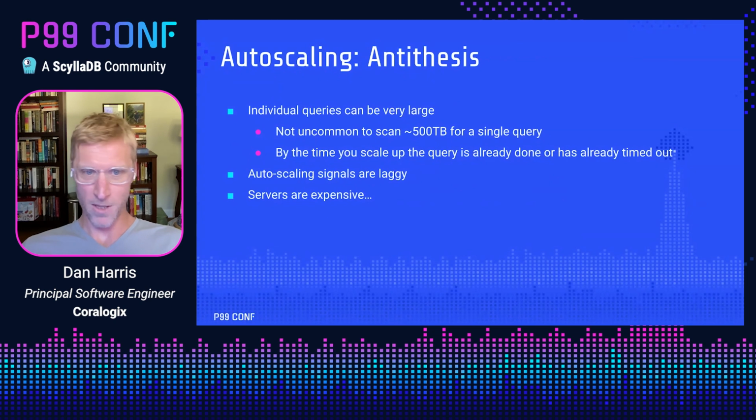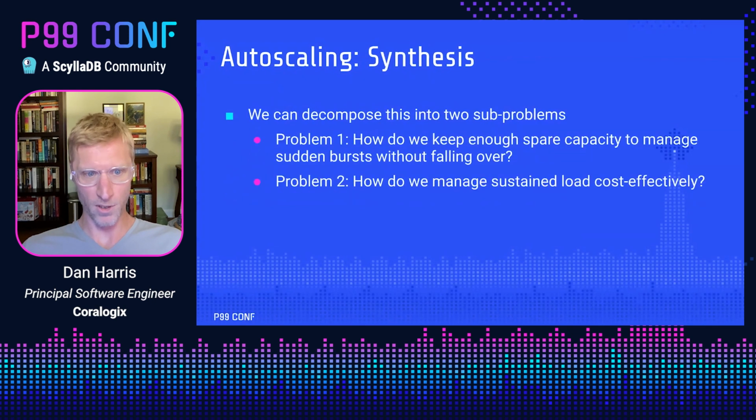And that's mainly because autoscaling signals are laggy, right? You don't have a real-time view of the system. You have metrics that are lagging by anywhere from 30 seconds to a few minutes. And of course, servers are expensive, so you can always just keep a ton of compute capacity around at all times, but then you're paying for that. You're paying for a bunch of servers that are sitting around at close to zero utilization.